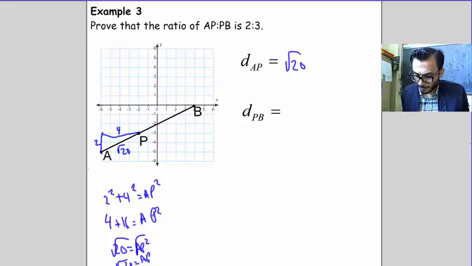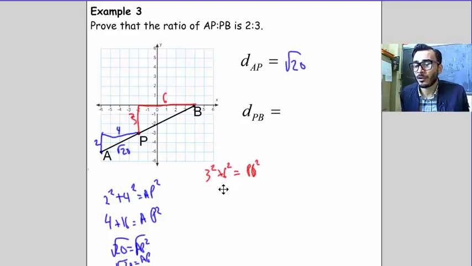Now we want to go ahead and find PB. So let's form our right triangle. This is 3. And over here we get 6. That's a 3 right there. So using the Pythagorean theorem here, 3 squared plus 6 squared equals PB squared, the hypotenuse. So that's 9 plus 36. 9 plus 36 is 45, and then we're going to have to square root. So rad 45 is PB.